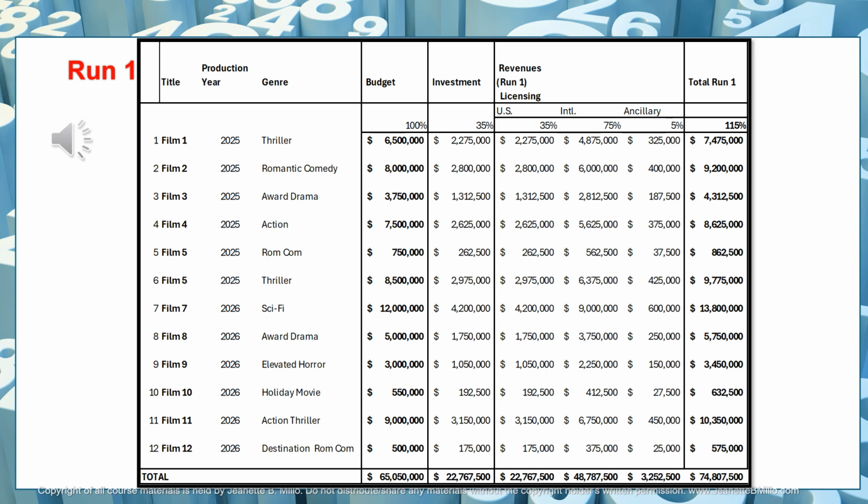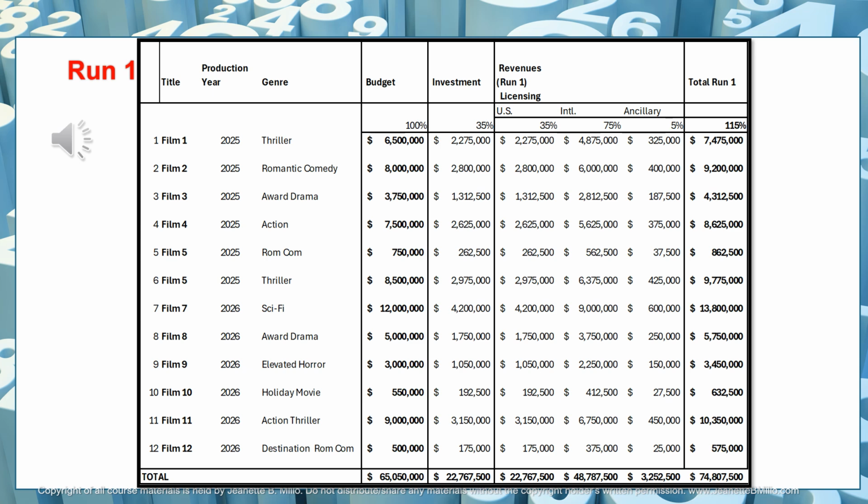This is not a slate where we are looking at what are the finance sources, how does every movie perform for the first run. This is an overview of what the library, after we produce all the movies, could look like. So that's how we go straight into 2026 here with our movie, the sci-fi, $12 million sci-fi.